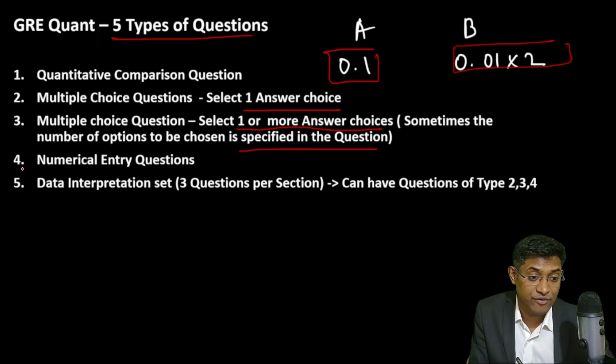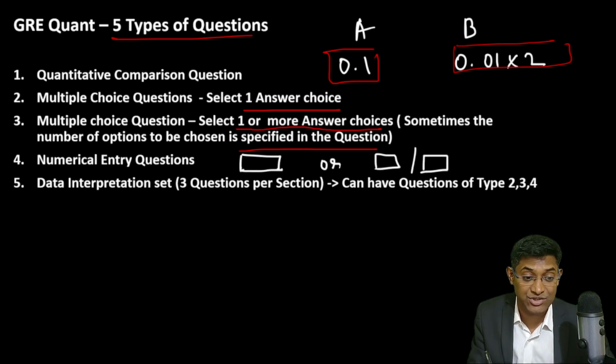Now, the fourth type of GRE Quant question is numerical entry questions. If you have to enter a number or a decimal, you will be given one box like this. Or if you have to enter a fraction, then you will be given 2 boxes like this, and you have a division symbol in between them.